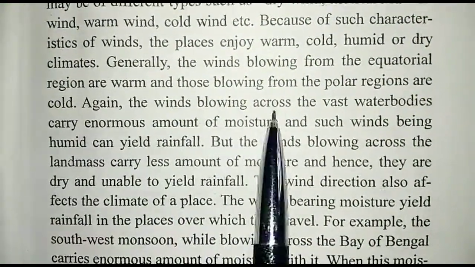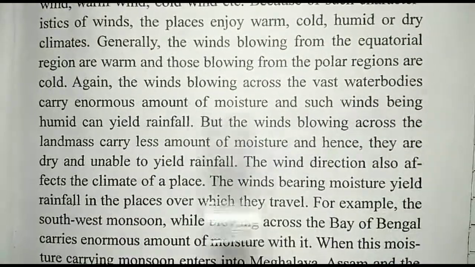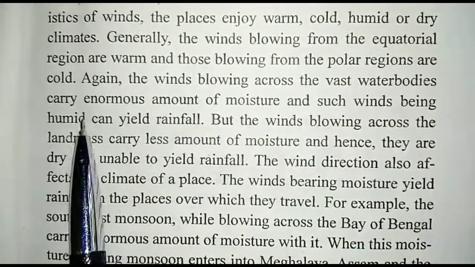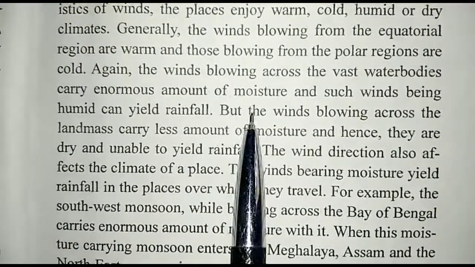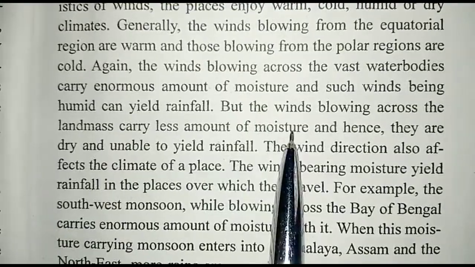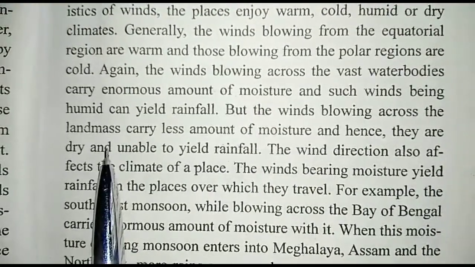Again, the winds blowing across the vast water bodies carry enormous amount of moisture, and such winds being humid can yield rainfall. But the winds blowing across the landmass carry less amount of moisture and hence they are dry and unable to yield rainfall.